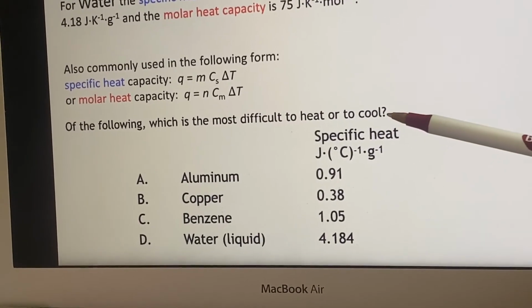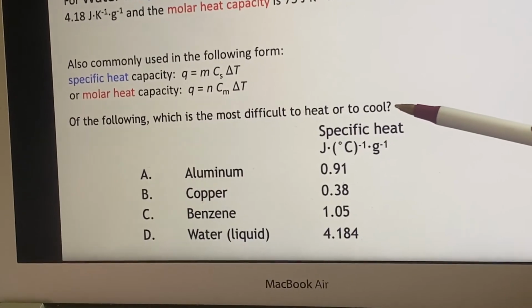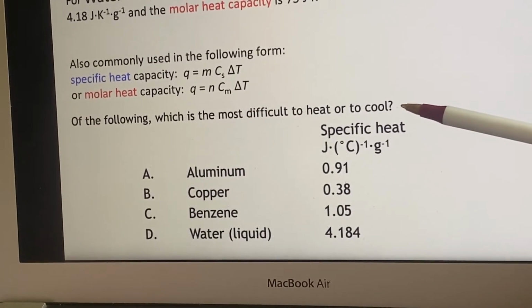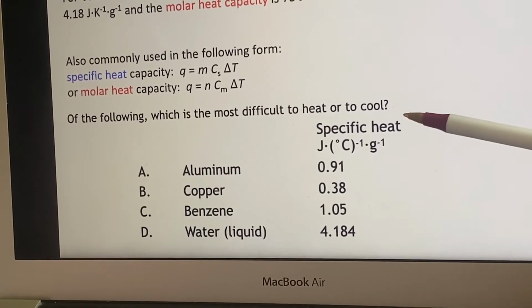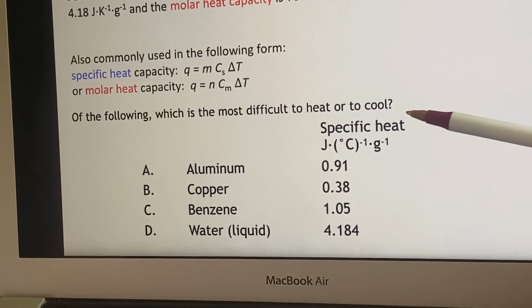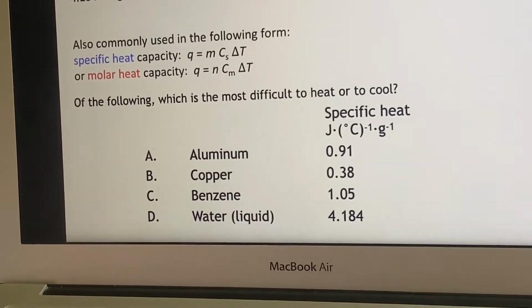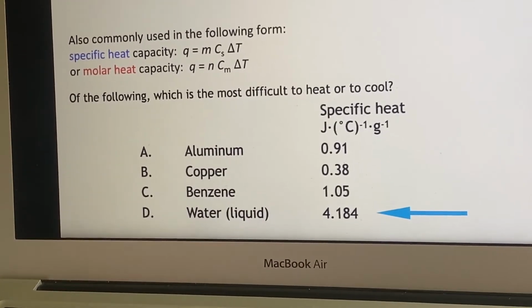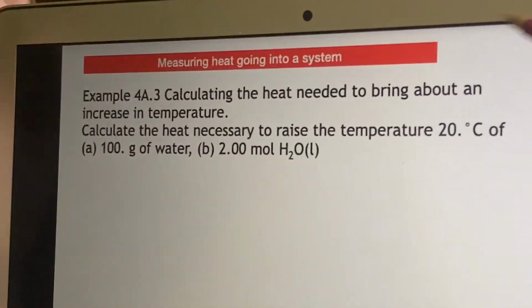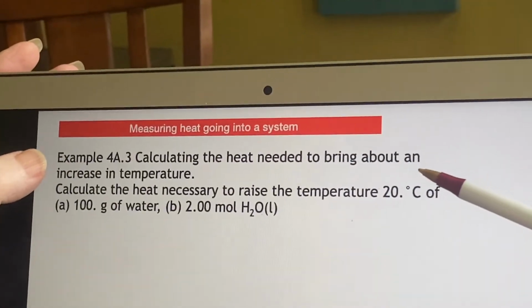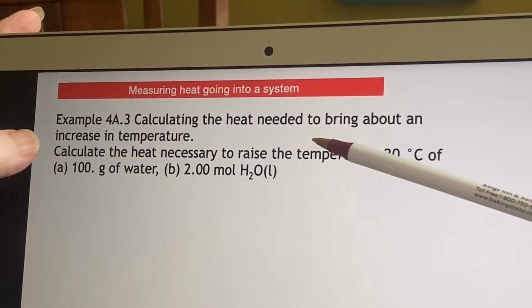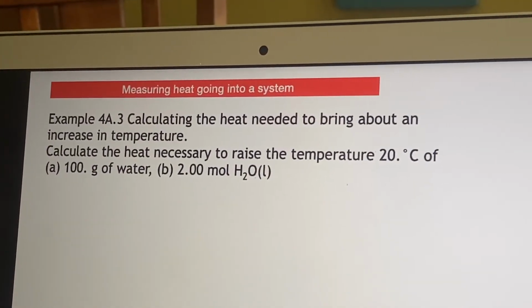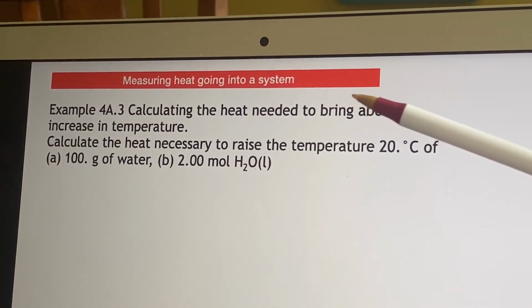The most difficult, the one that I'll have to work hardest at. Oh, work. Oh, yeah. That's that energy thing again. I'm going to have to put in the most energy for the water. There it is. Absolutely, it's the water. If we need to calculate the amount of heat in order to change the temperature, so I want to change the temperature, I know I'm going to have to put some energy into it, right?